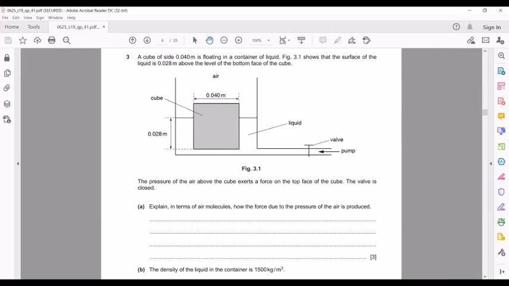So these air molecules are moving randomly. Air molecules are continuously changing their direction and they collide with the surface. So air molecules moving randomly continuously collide with the surface.